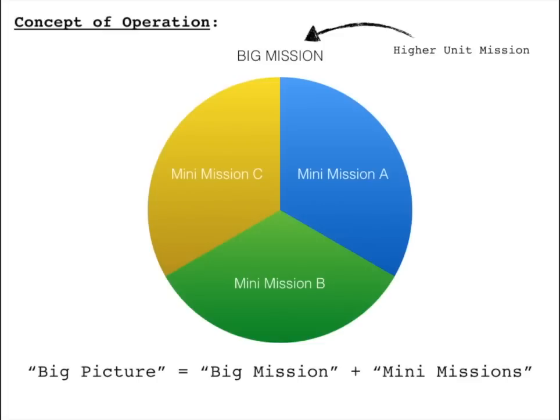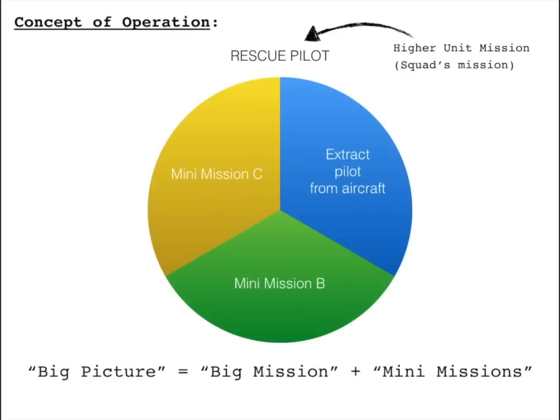This is to ensure that everyone has the main idea of how every team will contribute to the higher mission. Let's use an example. Let's say the squad's mission is to rescue a downed Marine pilot. The higher unit mission is to rescue the pilot. We'll say mini mission A is to extract the pilot from the aircraft. Next, mini mission B is to hold security at the crash site. And then mini mission C is to hold back 100 meters from the crash site.